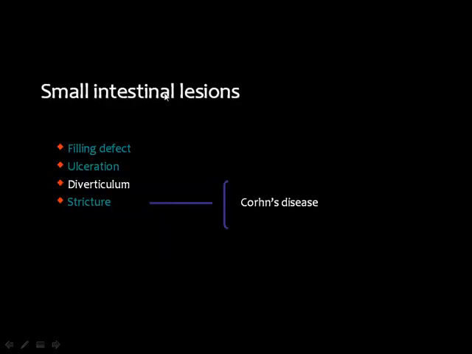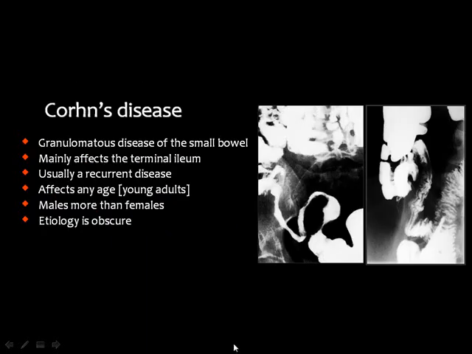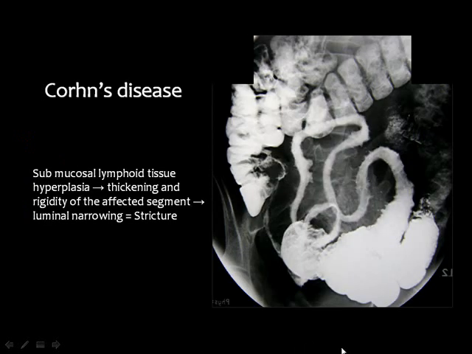Then the small intestinal lesions can produce filling defects, ulcers, and strictures at the same time. This is the most common disease, which is known as Crohn's disease. Crohn's disease is usually located in the terminal ileum, and this is the normal appearance of the terminal ileum, and this is the terminal ileum which is involved by Crohn's disease, where you can see marked lumen reduction and irregularity of the wall. This is a characteristic appearance of Crohn's disease.